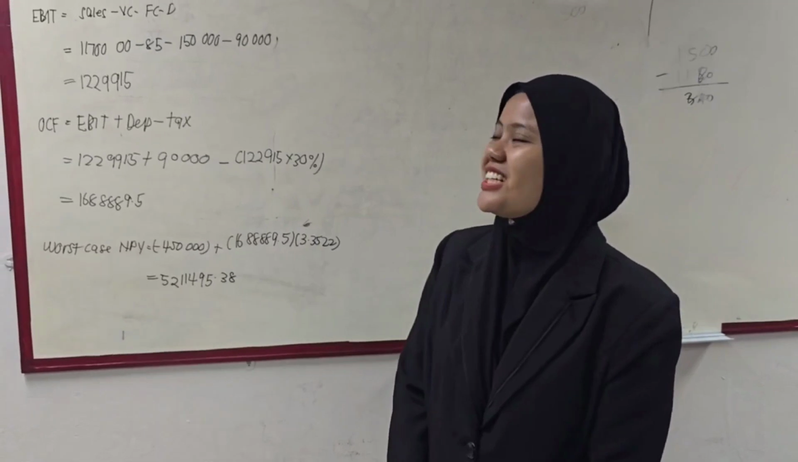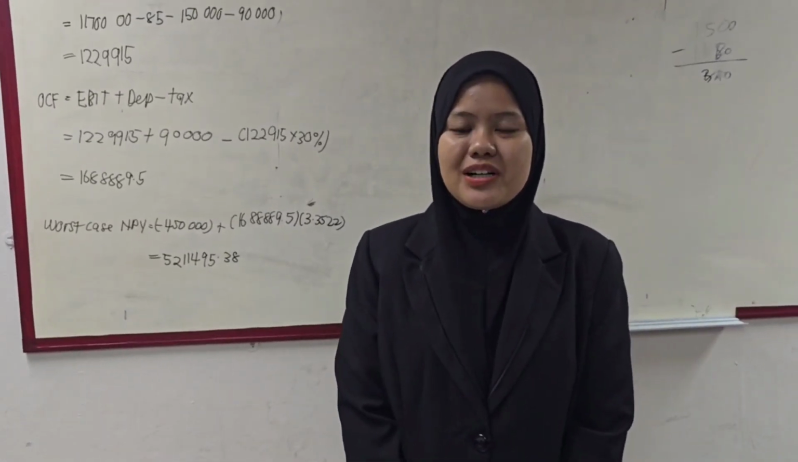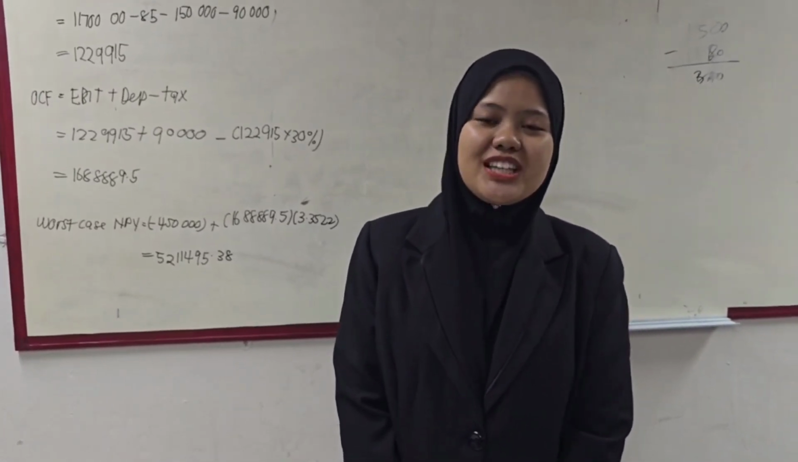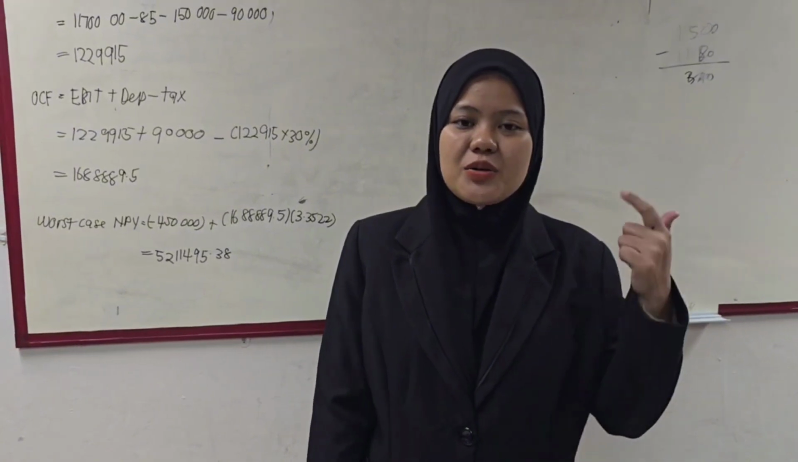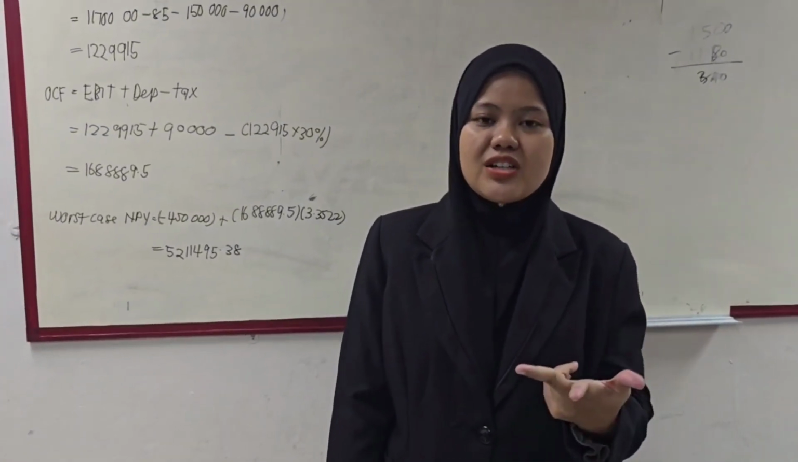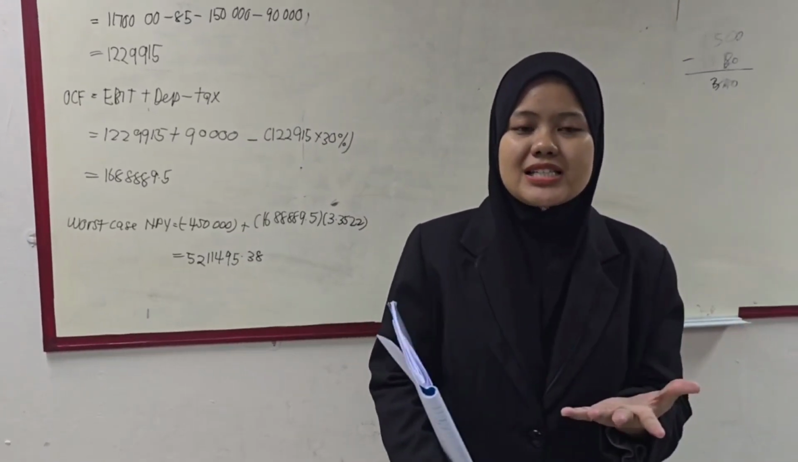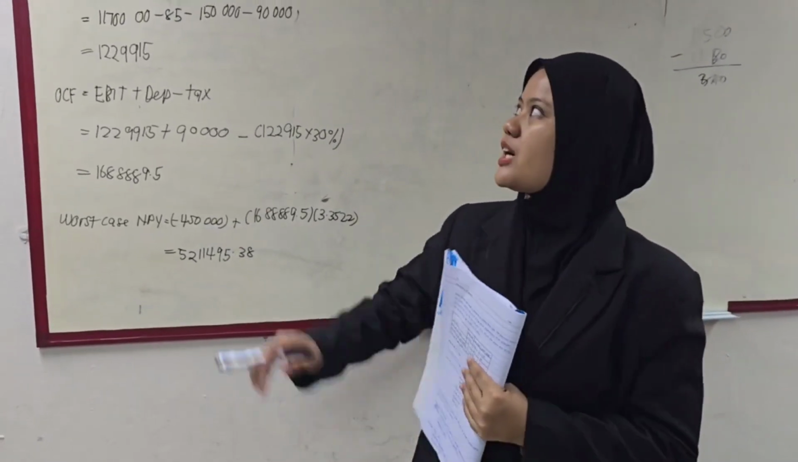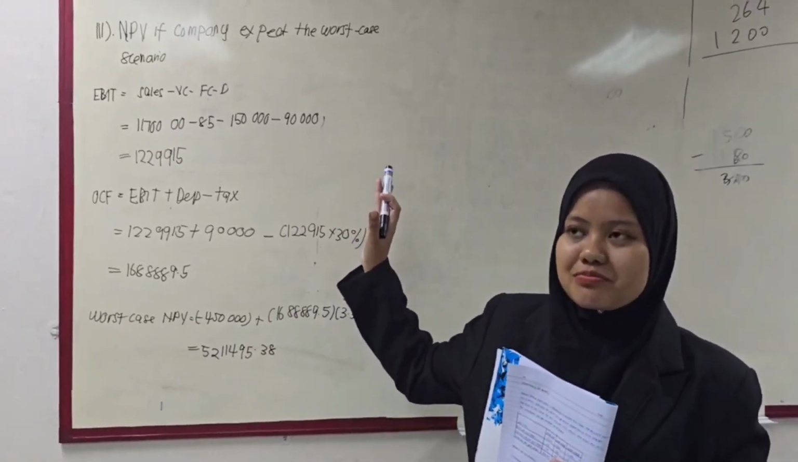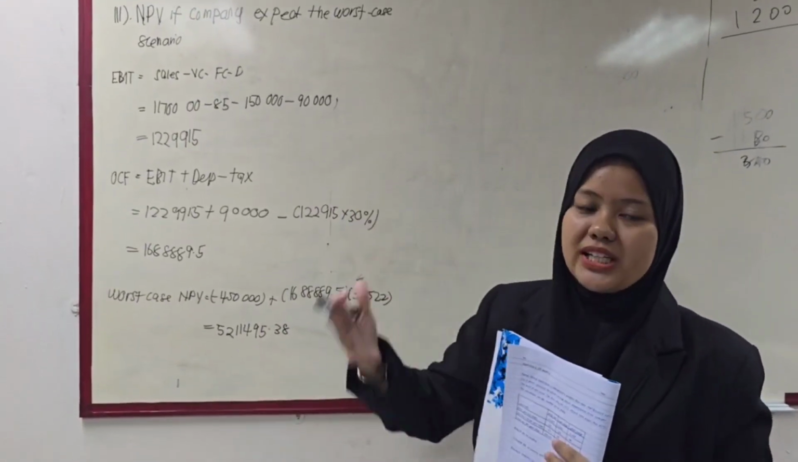Jadi berdasarkan soalan 6 ni kita dapat simpulkan bahawa dalam company itu mungkin terjadi basic scenario, worst scenario dan juga best scenario. Jadi untuk mengetahui apa yang akan terjadi in the future, kita boleh gunakan formula ni untuk predict. That's all from us. Thank you.